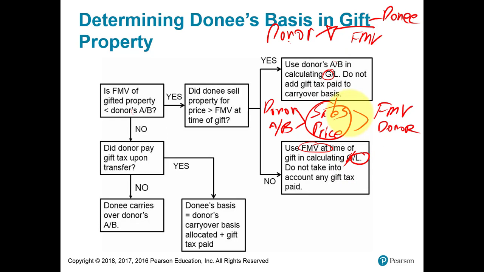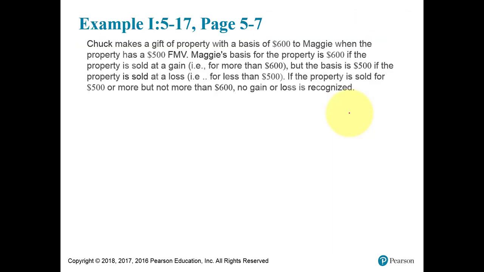Let's use an example from the textbook to illustrate this. So we have Chuck. Chuck makes a gift of property to Maggie. So Chuck is the donor, and Maggie is the donee. And basis to Chuck is $600. At the time of the gift, the property has gone down to $500. Maggie's basis of the property is $600 if the property is sold at a gain. But she's going to use $500 if the property is sold at a loss.